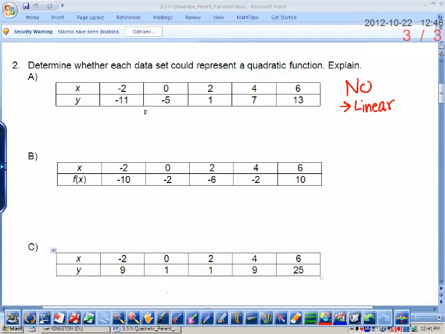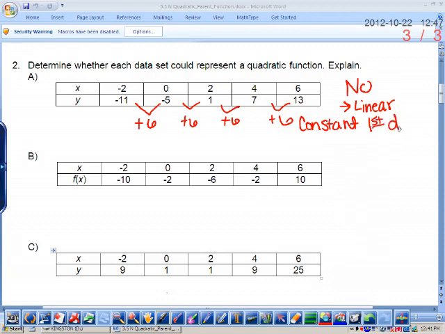There's something you can look at called the first difference. So negative 11 to negative 5 is plus 6. Negative 5 to 1 is plus 6. 1 to 7 is plus 6. 7 to 13 is plus 6. And my x values are going up by a constant rate as well: plus 2, plus 2, plus 2, plus 2. So this is called a constant first difference. That's one way to tell if data is linear.